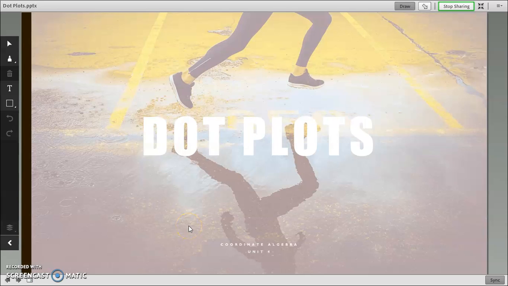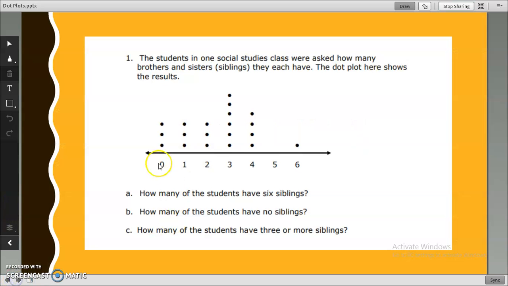Hello, today we'll look at dot plots and examples of how to use them. So let's just get right into it. This is not a lesson, it's just basically using dot plots in examples.